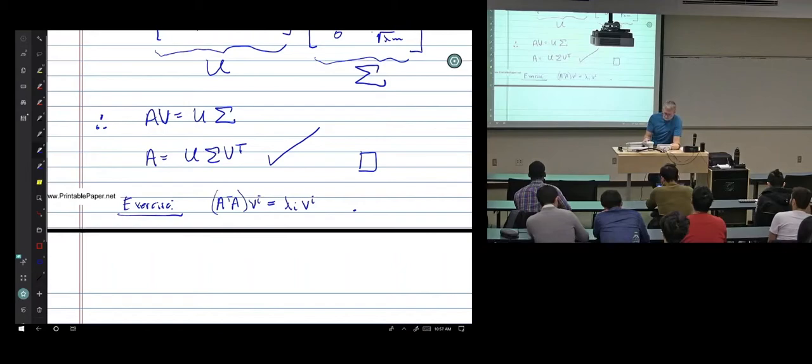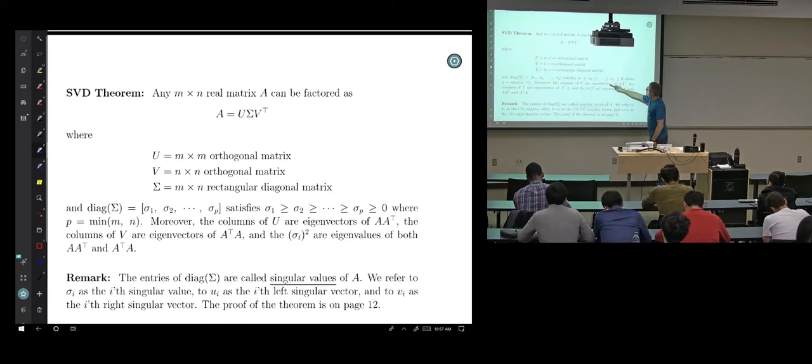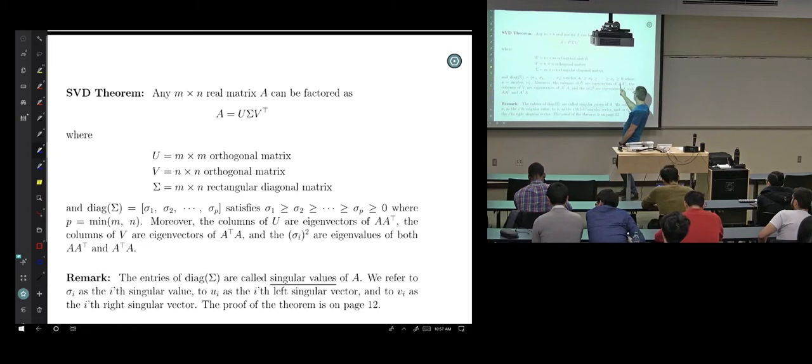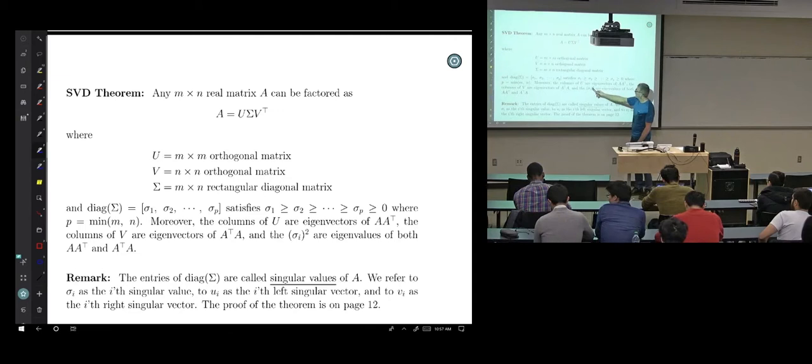Okay, so back to the theorem. Every real matrix, we did the square case, can be written as an orthogonal matrix, rectangular diagonal, orthogonal matrix. We can order these in decreasing order. The smallest one is greater than or equal to zero in general. And you build U from the eigenvectors of A times A transpose. You can build V from the eigenvectors of A transpose A, or you can build the Vs from taking the eigenvectors of U and doing a simple multiplication by A and normalizing them. So your call.